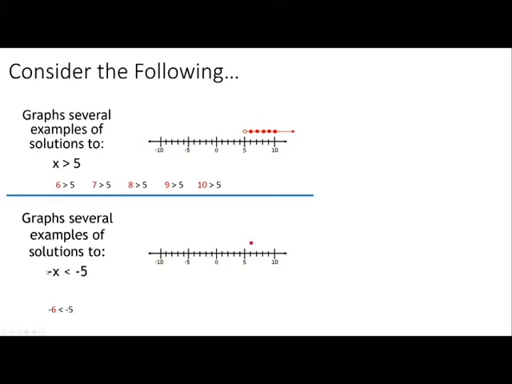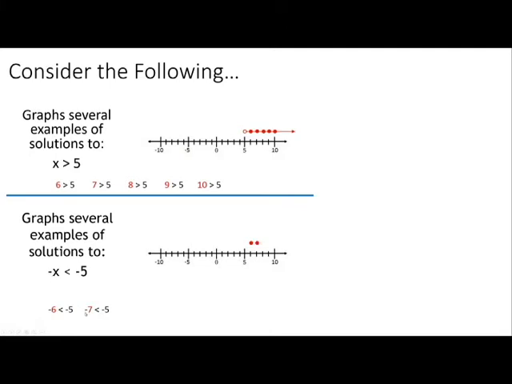A lot of people get thrown off by this negative sign right here. This negative sign says no matter what we stick in for x, we're going to use its opposite. So the opposite of 6 would be negative 6, which is less than negative 5. If I were to plug a 7 into this inequality, negative 7 is also less than negative 5, so I graph it.